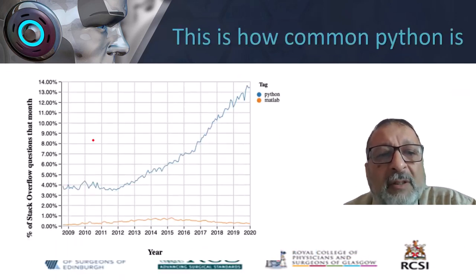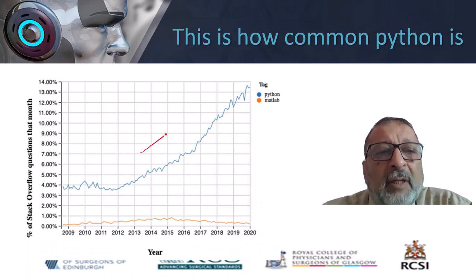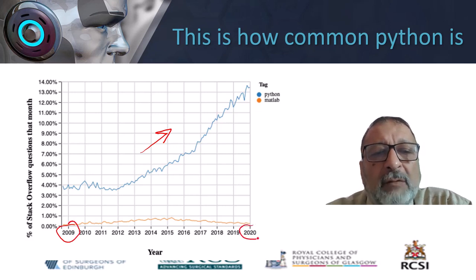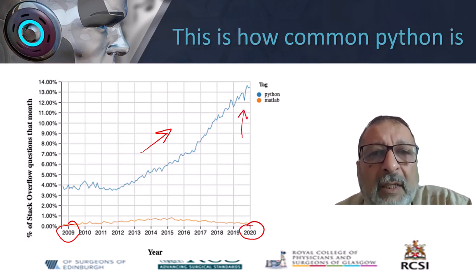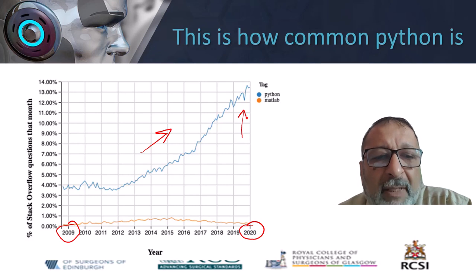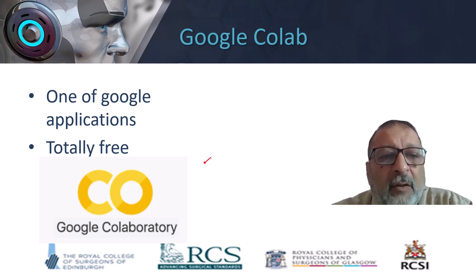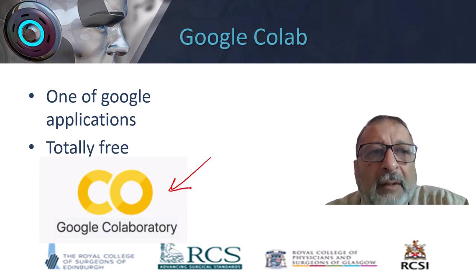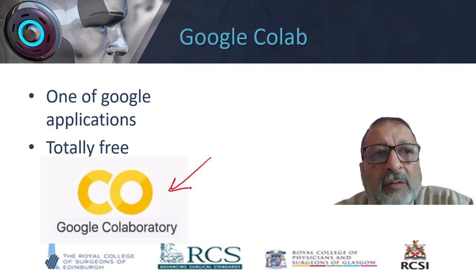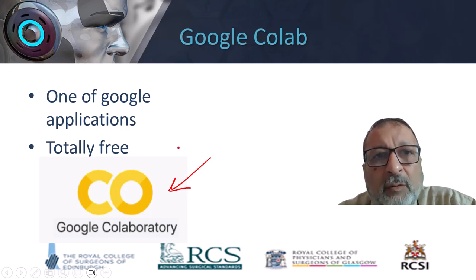If you can see this paragraph, it shows that compared to 2009, if you go to 2020, the most used computer language in AI is Python. Previously it was MATLAB, now it is Python. Now, all you need to do is go to the Google Colab application, which is free to anyone with Gmail. And this is the logo for Google Colab. And now we are going to go to a browser and try to write some coding.